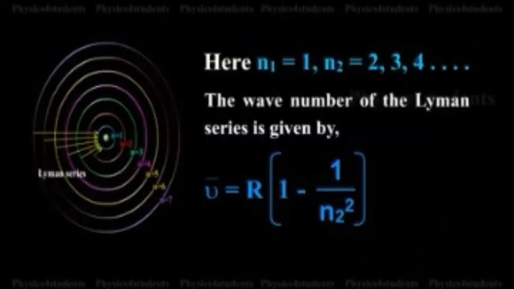Here n1 is equal to 1 and n2 is equal to 2, 3, 4 and so on. The wave number of the Lyman series is given by nu bar is equal to R into 1 minus 1 by n2 square.